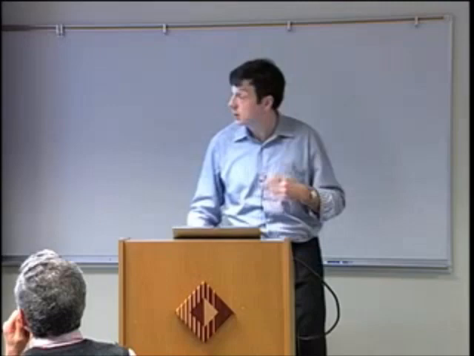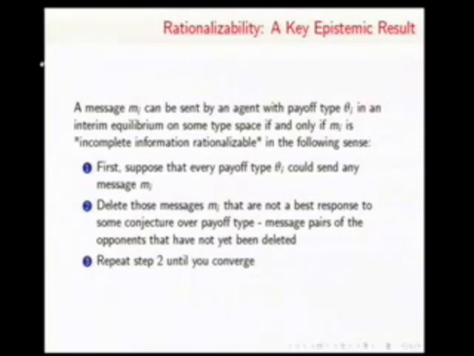So what's the key epistemic result? That is to say, if you think about a general mechanism, a message m_i can be sent for an agent with a pair of types theta_i in some interim equilibrium on some type space, if and only if we can show that this message is rationalizable, that is, can be a best response to some conjecture by agent i about the messages of the other agents.